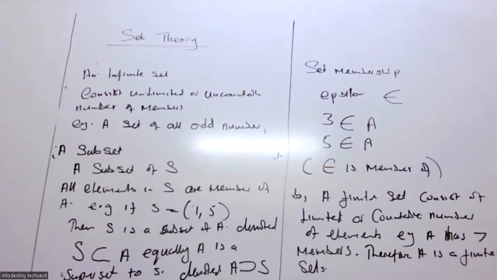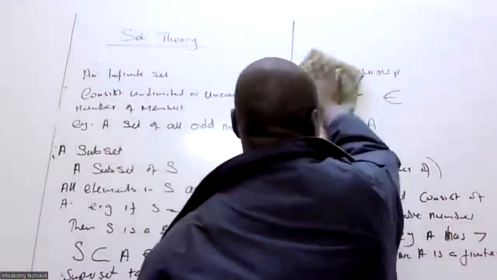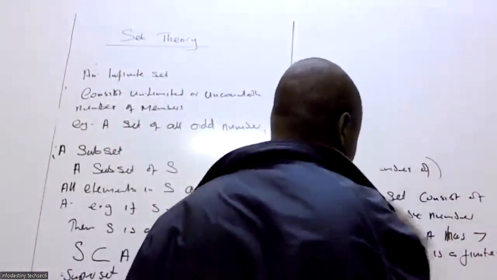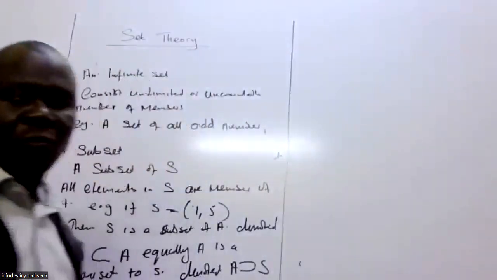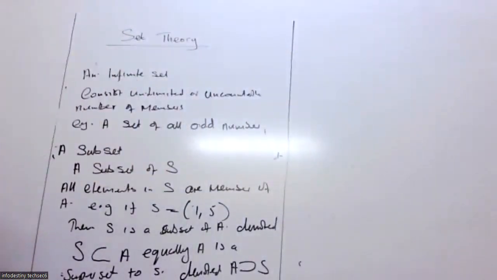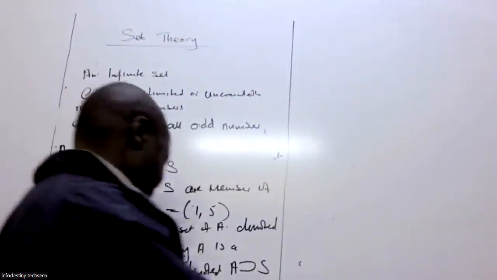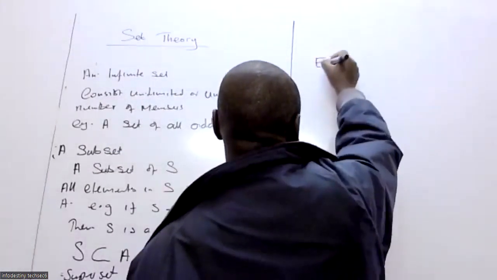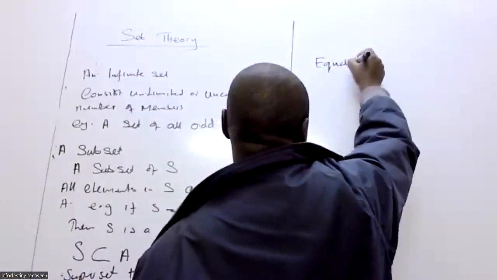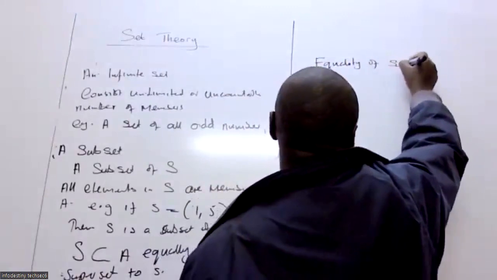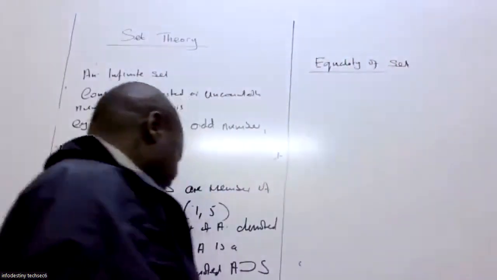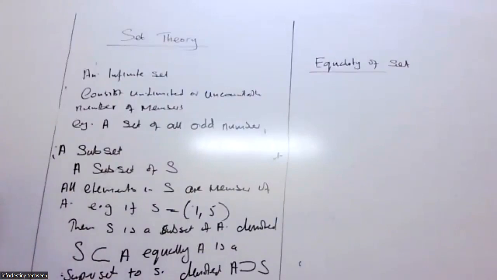Now the next one, we go to equality of sets. Let's look at the equality of sets. If all members in set D1 are also in D2, and all elements of D2 are also in D1, then that's what we call equality of sets.